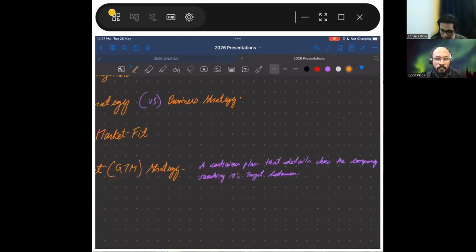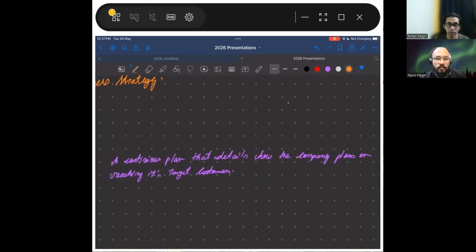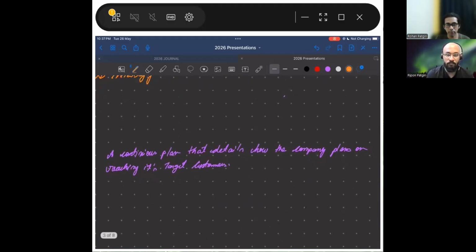I'll come to why this is different from what I just said. So again, let me just say what I said. A GTM strategy is a step-by-step action plan that details how a business will launch a new product or enter a new market. Now, when I first read this definition, it sounds like it's a product launch effort. It's a product launch campaign. So I thought, okay, GTM means product launch campaign.